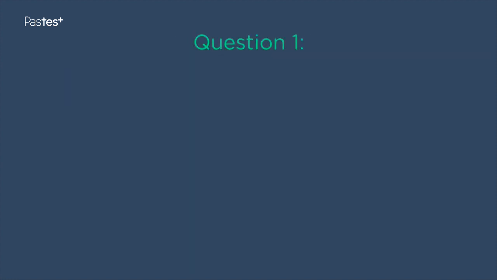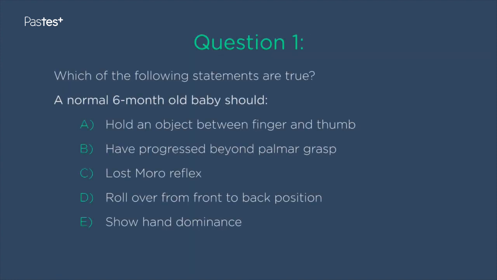Question 1. A normal 6-month-old baby should A. hold an object between finger and thumb, B. have progressed beyond palmar grasp, C. lost Moro reflex, D. roll over from front to back position, E. show hand dominance.